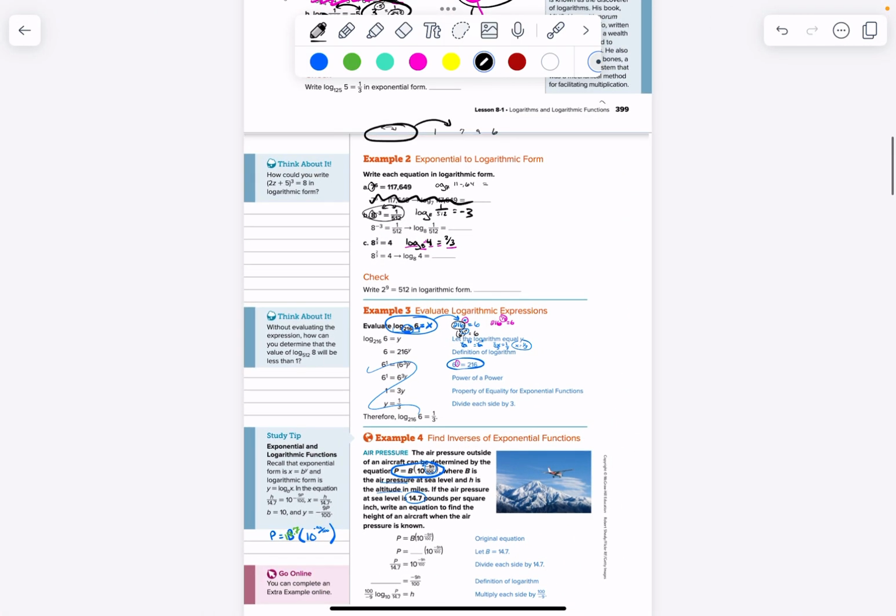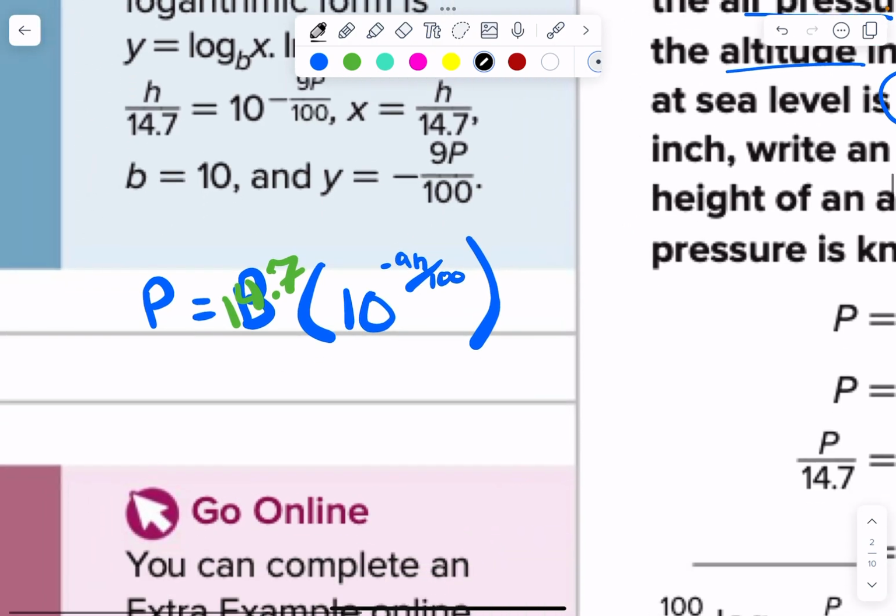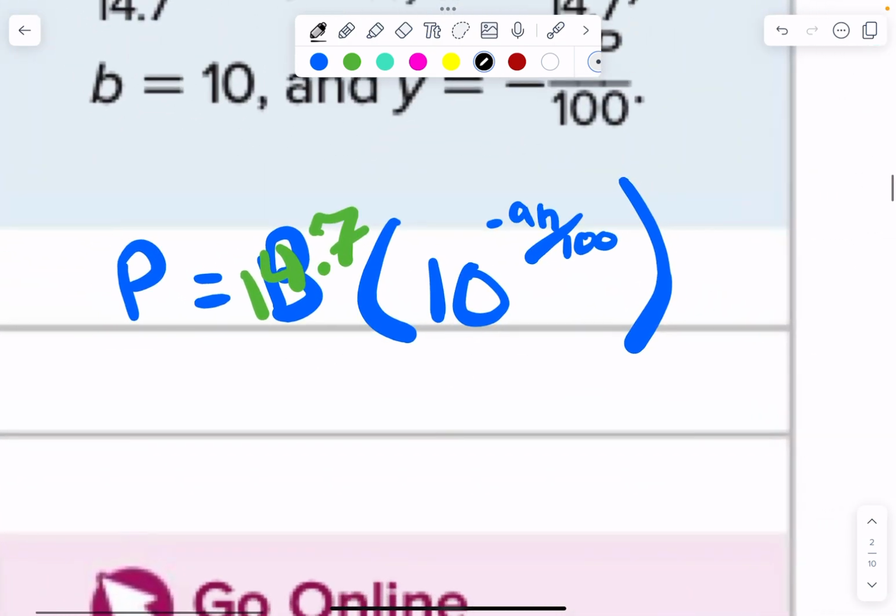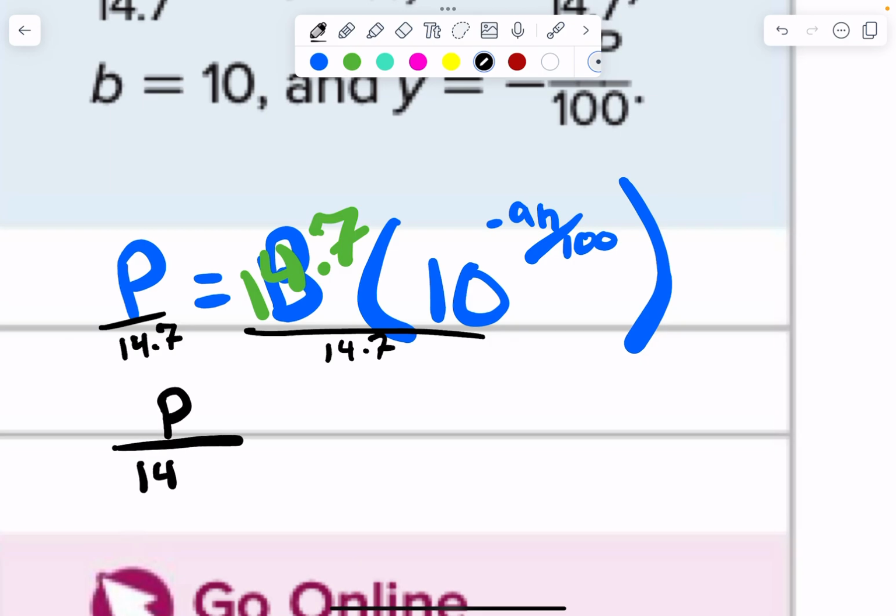I don't know why it's doing this. Here we go. Okay. I want to move everything on the other side of the H to the other side. So I'm going to divide by 14.7 first. Okay, and this is going to look kind of weird just because we don't have a number in for P. But we've got P over 14.7 on the bottom equals 10 to the negative 9h over 100.